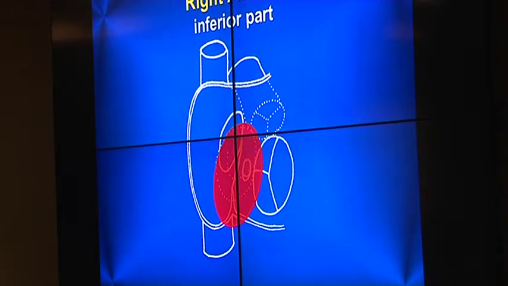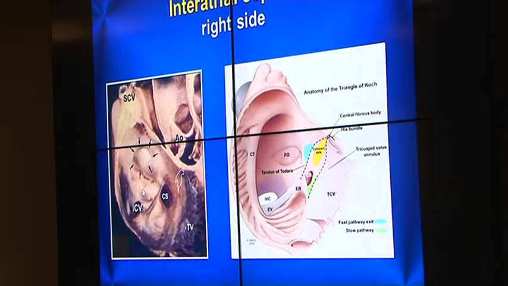And now let's go into the right side and look at the interatrial septal region from the right atrium. So this is a right aspect, and let's start with the inferior part, which is quite interesting because this is not that featureless, not that boring like the left side. We have a lot of important anatomical structures which can be visualized more or less by 3D echocardiography.